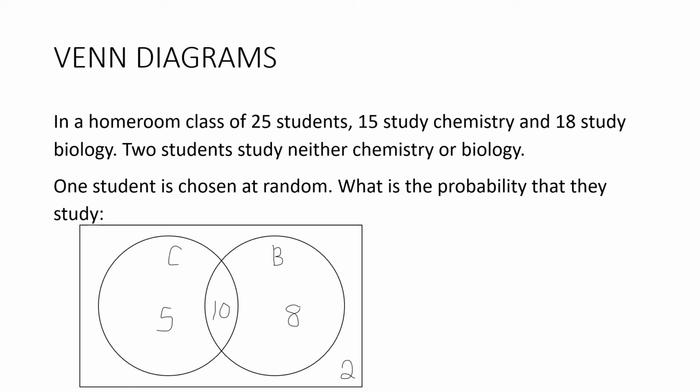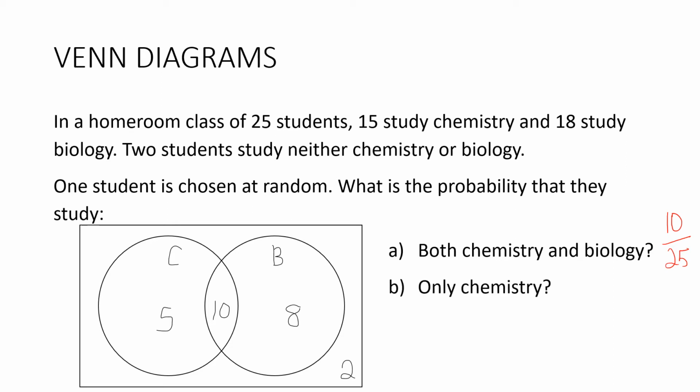One student is chosen at random. What is the probability that they study both chemistry and biology? So we want that overlap. So there are 10 students who study both chemistry and biology out of 25. What's the probability they study only chemistry? And so that's going to be just in this part of the circle. So 5 out of 25.